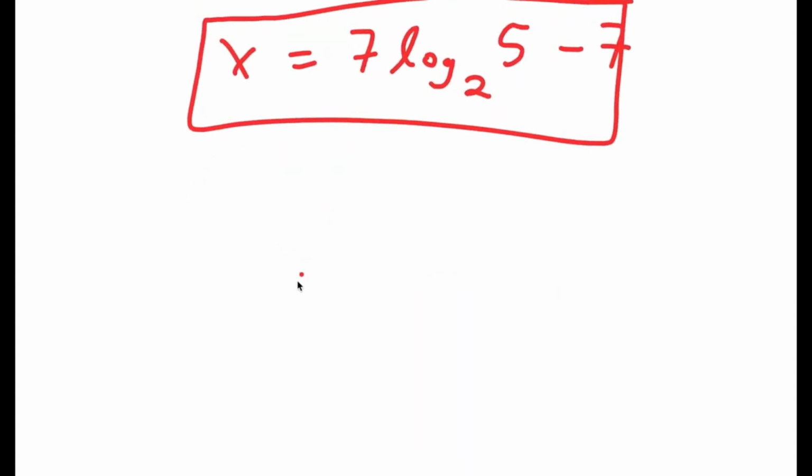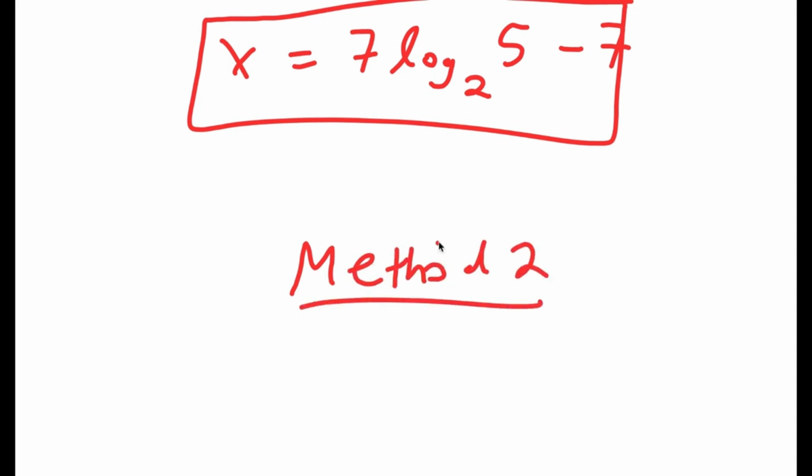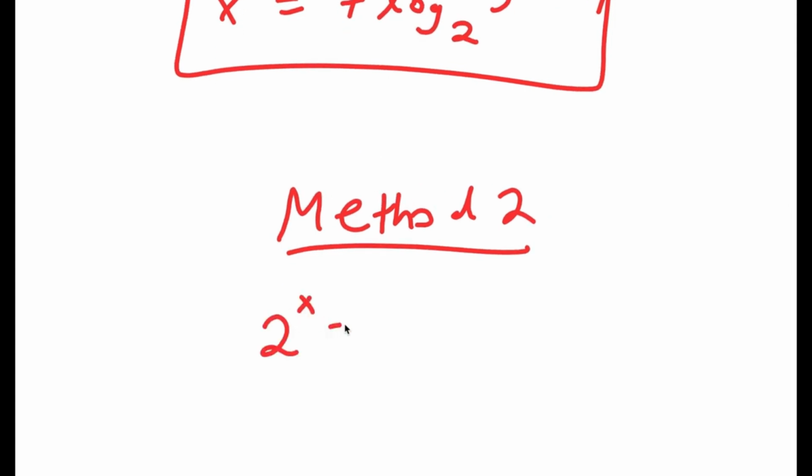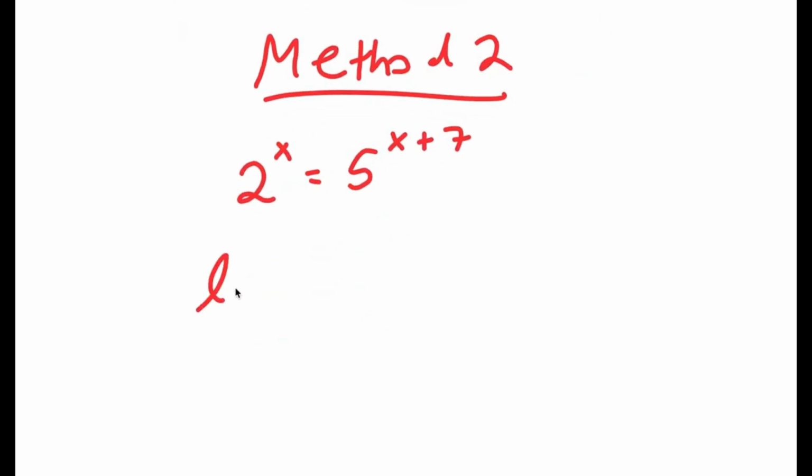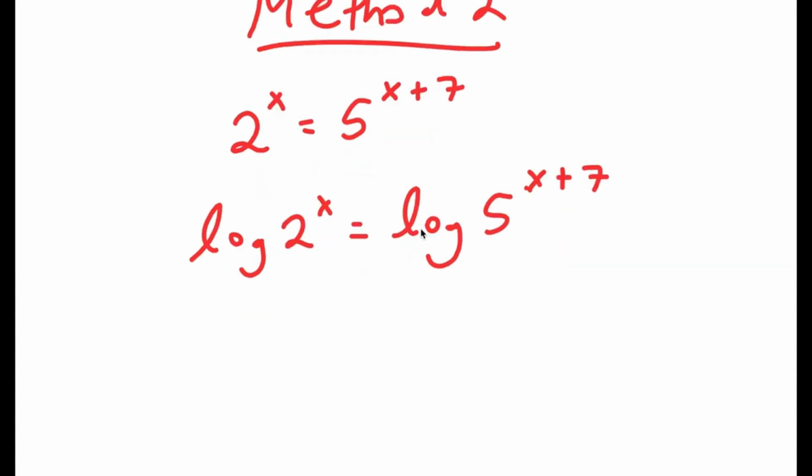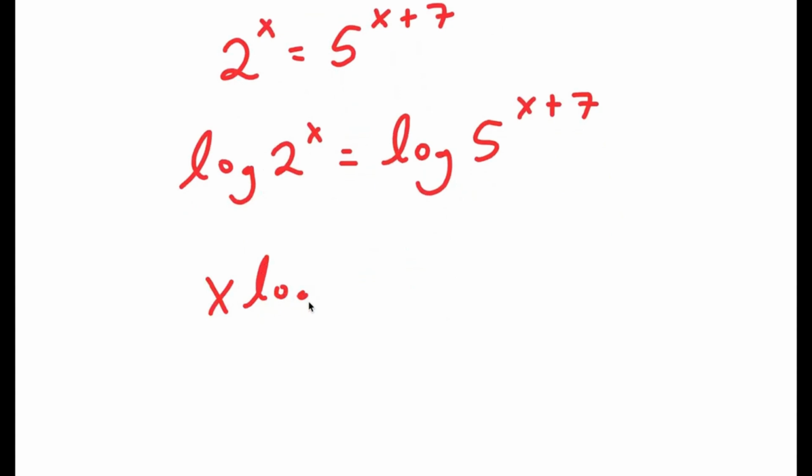Now for method 2, what I can do is, my equation was 2 to the power of x is equal to 5 to the power of x plus 7. And now I'm going to just start by taking the log on both sides. So I get log of 2 to the power of x is equal to log of 5 to the power of x plus 7. And now using that property, I get x times log 2 is equal to x plus 7 times log 5.